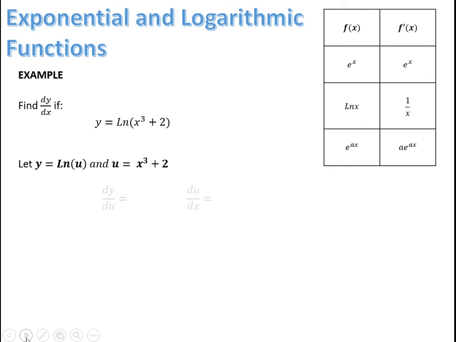So we are just going to find those two derivatives. We're going to find dy by du, the derivative of this with respect to u, and the derivative of u with respect to x. Using your table, if we have something like ln u, don't worry about the brackets too much here, it will just become 1 over u, obviously changing out the x for u.